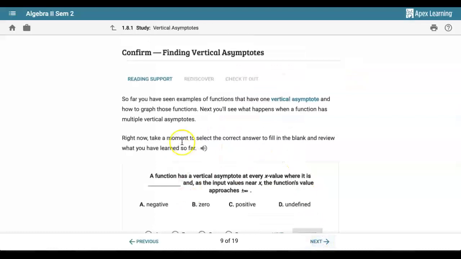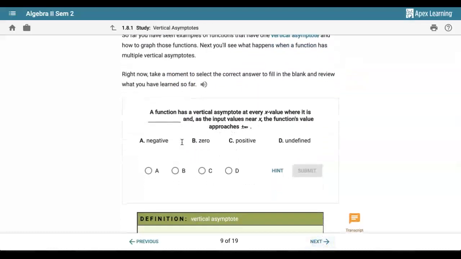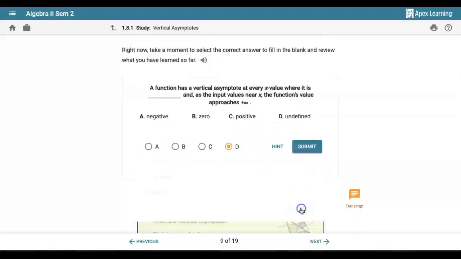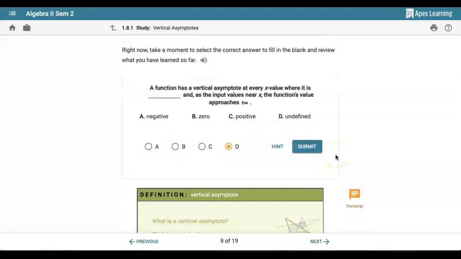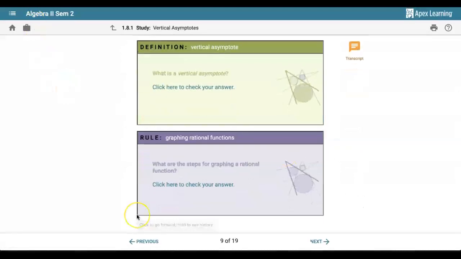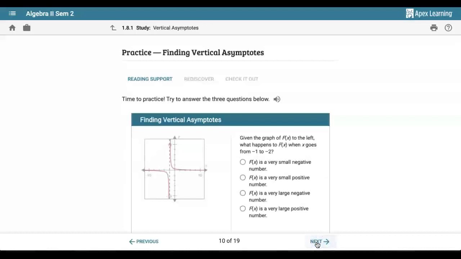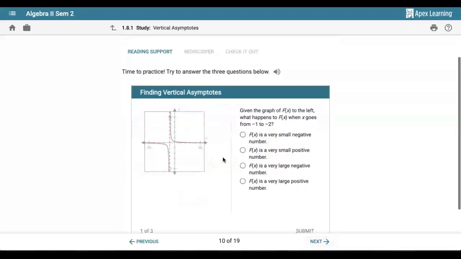All right, so to confirm, for finding the vertical asymptotes, a function has a vertical asymptote at every value where x is undefined. That means that the bottom is equal to 0. We can't divide by 0, so that's going to give us this undefined value. And what that means is that our function is going to get really, really large or really, really small, or what we can say is it approaches positive or negative infinity. So again, vertical asymptotes are those lines where it's going to get really close but never touch. And then we had those quick and easy steps for rational expressions.